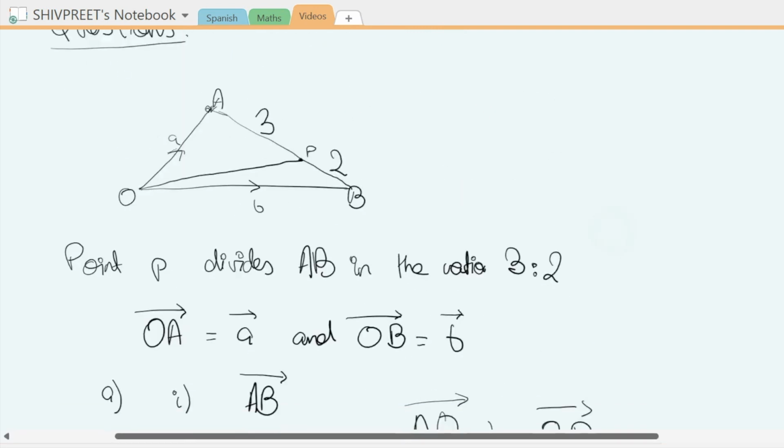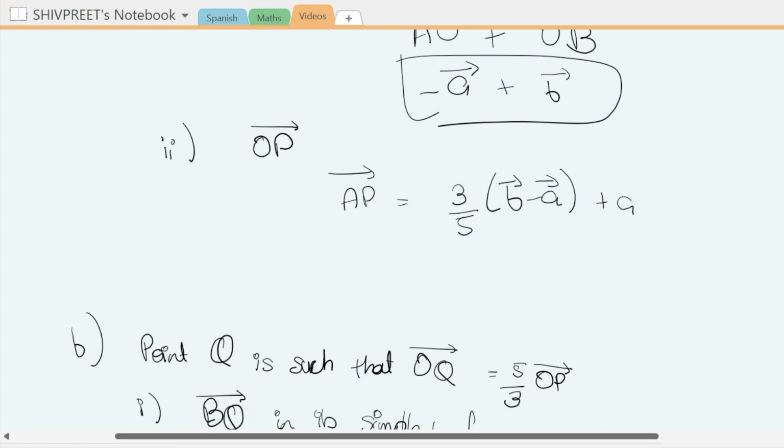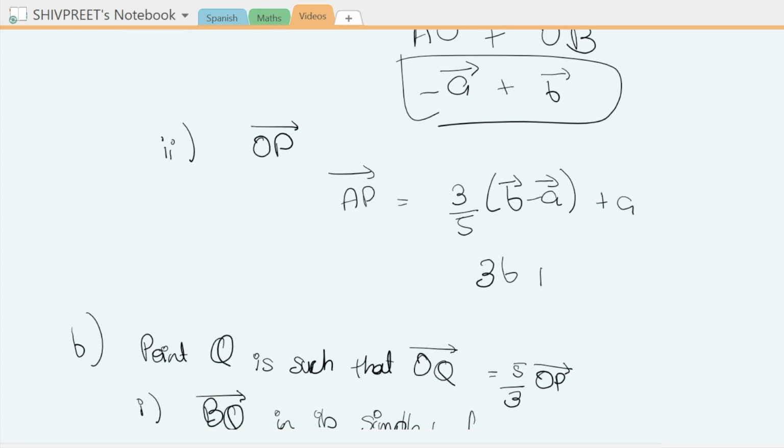To find OP, all we have to do is just add A. This is the answer, but we also need to expand the brackets and simplify further because you can't leave your answer like this. So when we do that, we'll get (3B plus 2A) by 5.